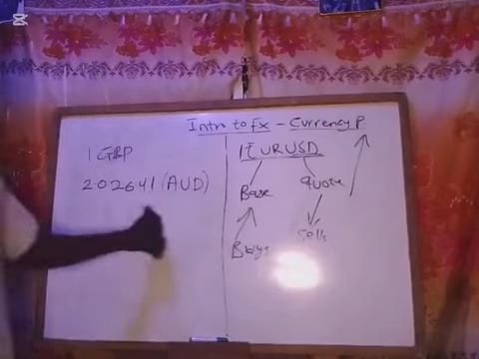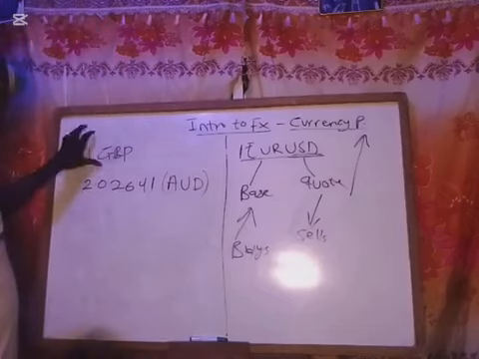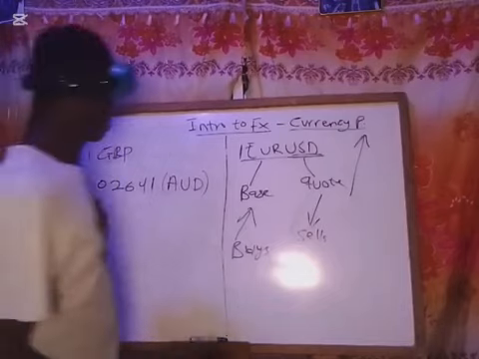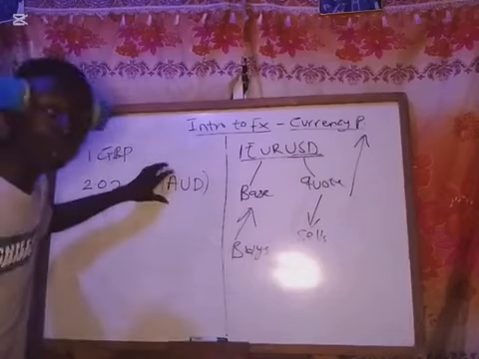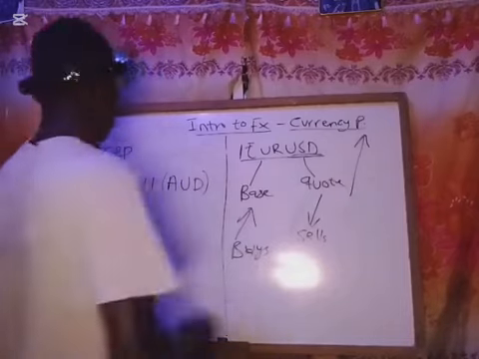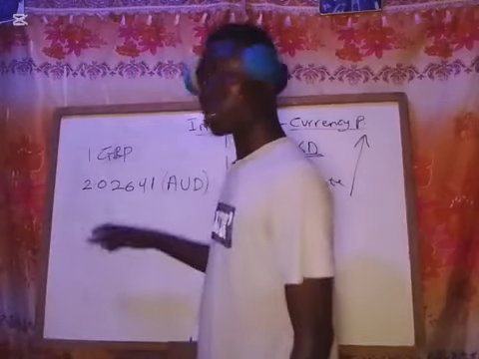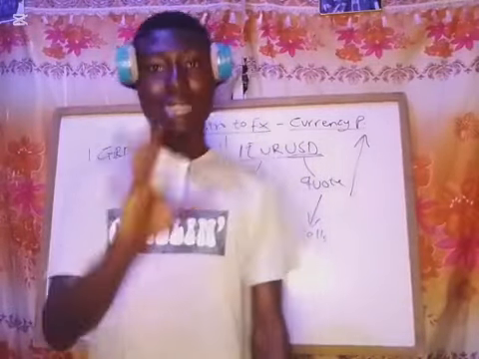Now this is what I'm trying to explain over here. If I'm selling 1 GBP, I'm automatically buying 2.02641 AUD on the market. That's what I was trying to explain for you to get understanding. And also, if I am buying GBP, it goes the same, vice versa. That is how I want you to understand.